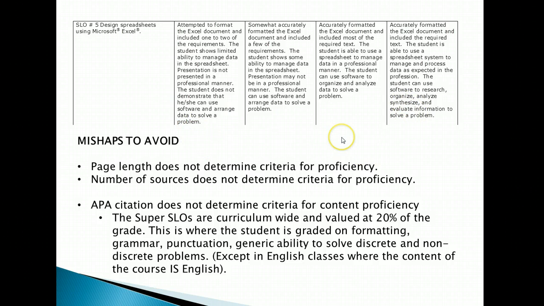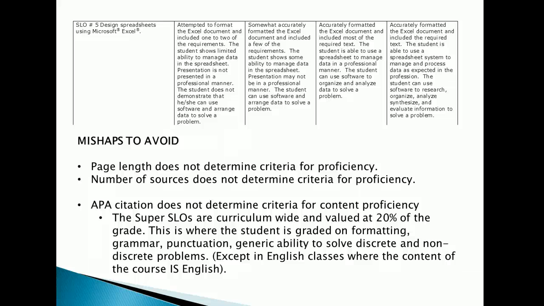Mishaps to avoid. Page length does not determine the criteria for proficiency. The number of sources does not determine the criteria for proficiency. Not for content proficiency. Those things would be addressed in the super SLOs. And something that you could address in content is that they have sufficient sources to document their thought process, but not that they have 2 sources or 3 sources or 4 sources. The number of sources, you could have 50 sources, but if you use them poorly, then you have not met the criteria for doing well in that assignment.